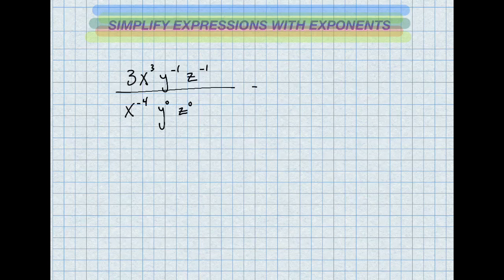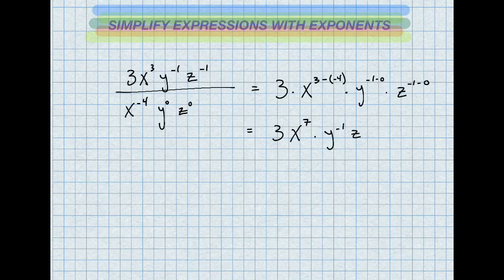Okay, here we go. So it looks like we have a 3 times x cubed minus a minus 4 times y to the -1 minus 0 times z to the -1 minus 0. So what we're left with is 3 x to the 7th. 3 minus a minus 4 is the same as 3 plus 4. That's x to the 7th, times y to the -1, z to the -1. So we're going to say that's 3x to the 7th divided by yz.